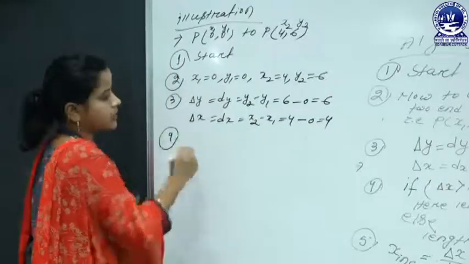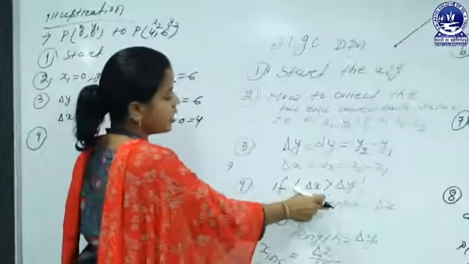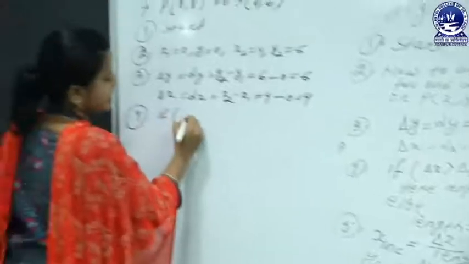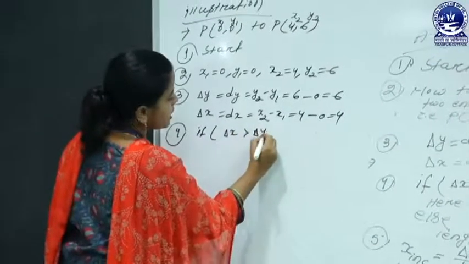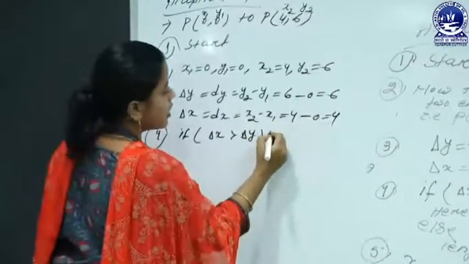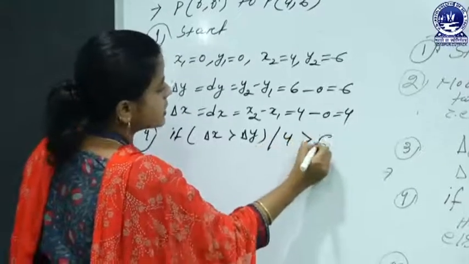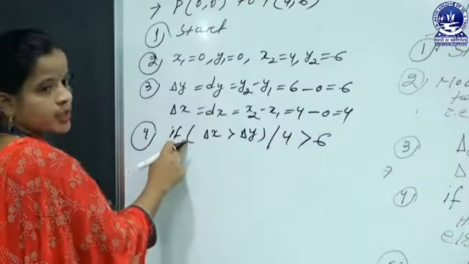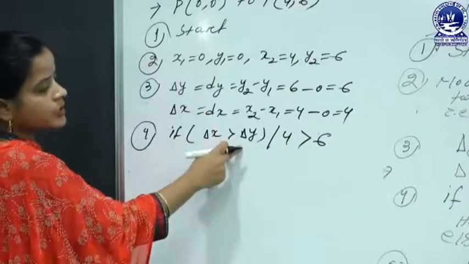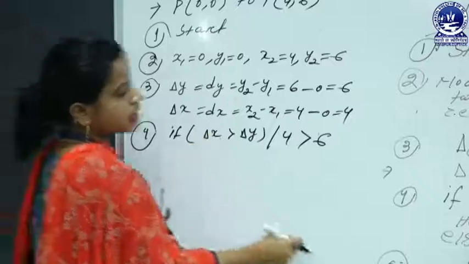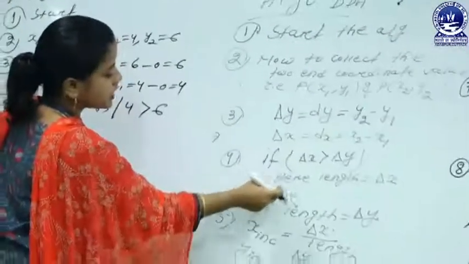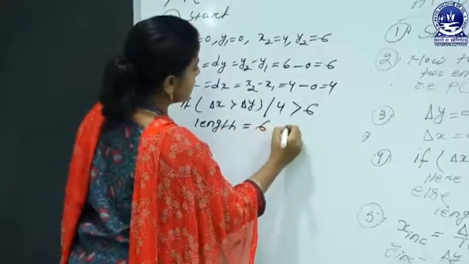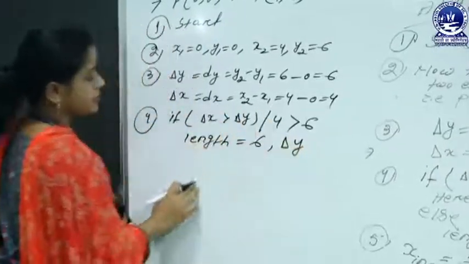Now go to the next step, finding the length of the line. Here the constraint is: if delta x is greater than delta y. The delta x value is 4, and 6 is the delta y. Is 4 greater than 6? No, 4 is less than 6. So the condition is false. As you know, when the if condition is false, it skips the if block and goes to the else block. Here the length is 6, that means delta y.